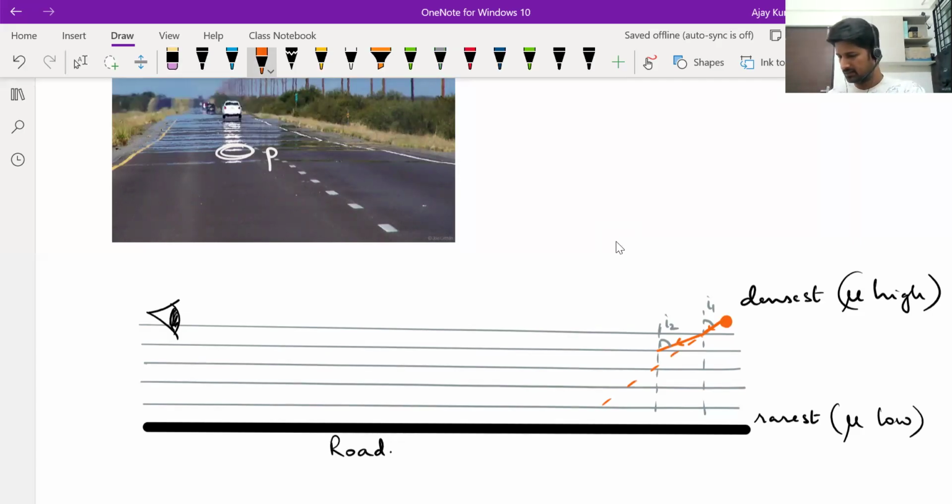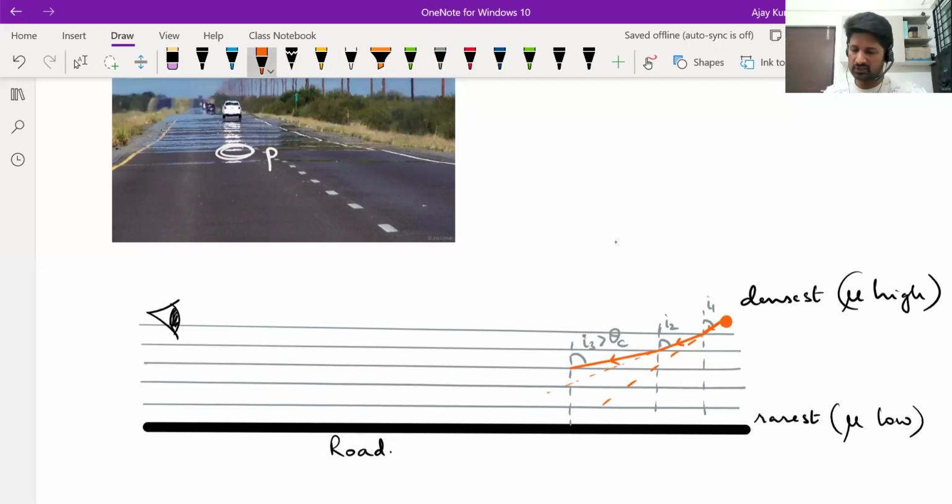Now the second ray is traveling like this. But when it goes to another, rarer layer of air, it should further bend away from the normal. So assume it bends like this. Then here, the angle of incidence will be even higher, I3. And it's possible that this angle of incidence is more than the critical angle.